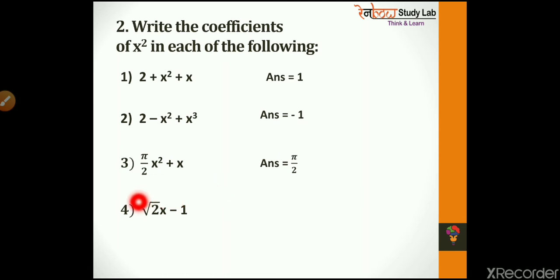In the fourth question, there is no x square. We need to write the coefficient of only x square. If x square is not there, then your answer is simply 0. I hope the second question was clear.